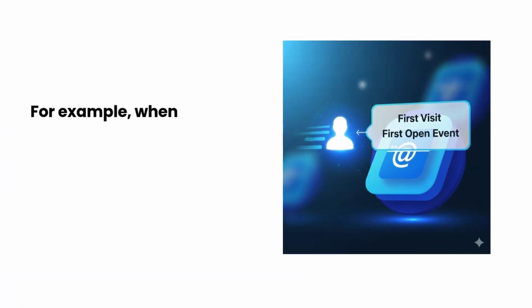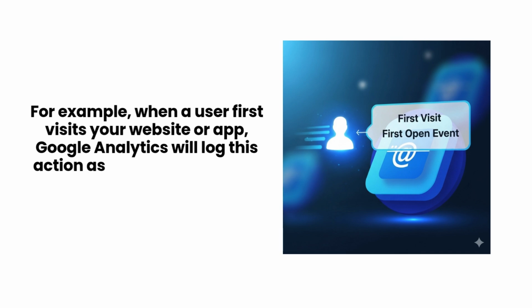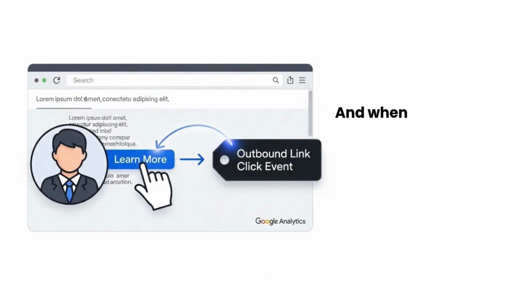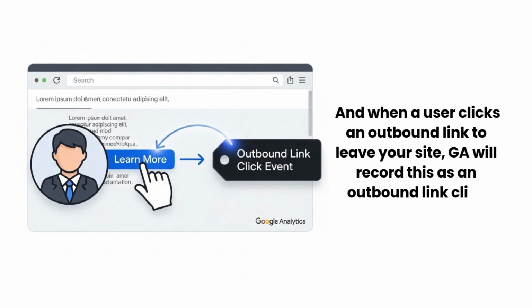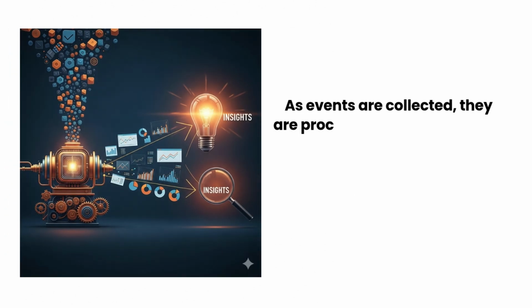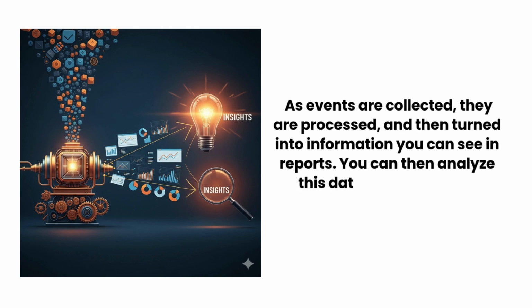For example, when a user first visits your website or app, Google Analytics will log this action as a first visit or a first open event. And when a user clicks an outbound link to leave your site, GA will record this as an outbound link click event. As events are collected, they are processed and then turned into information you can see in reports. You can then analyze this data to gain specific insights.